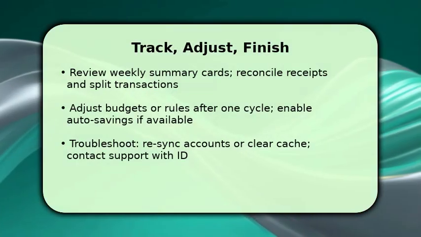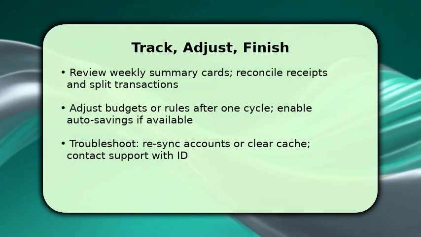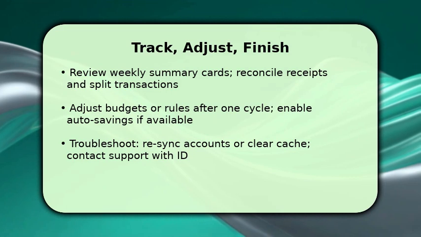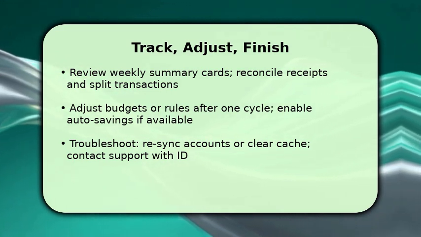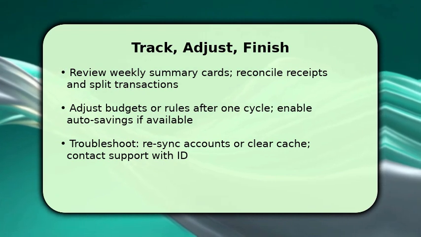You finish by tracking and adjusting so the system stays accurate. Check weekly summary cards and reconcile any mismatched receipts or split transactions. This trains the categorizer and improves forecasts.